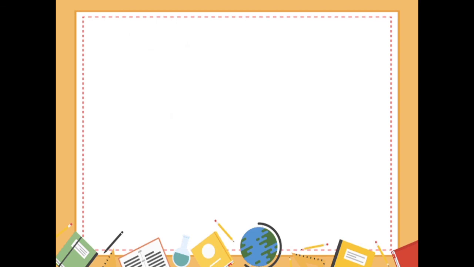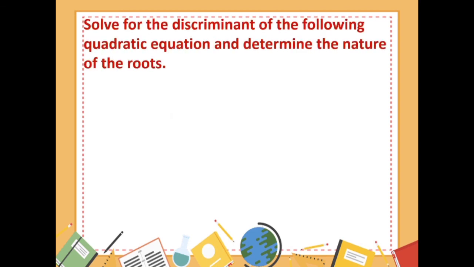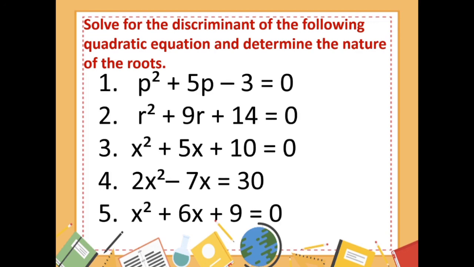Now, solve for the discriminant of the following quadratic equations and determine the nature of the roots. 1. p squared plus 5p minus 3 is equal to 0. 2. r squared plus 9r plus 14 is equal to 0. 3. x squared plus 5x plus 10 is equal to 0. 4. 2x squared minus 7x is equal to 30. And 5. x squared plus 6x plus 9 is equal to 0.